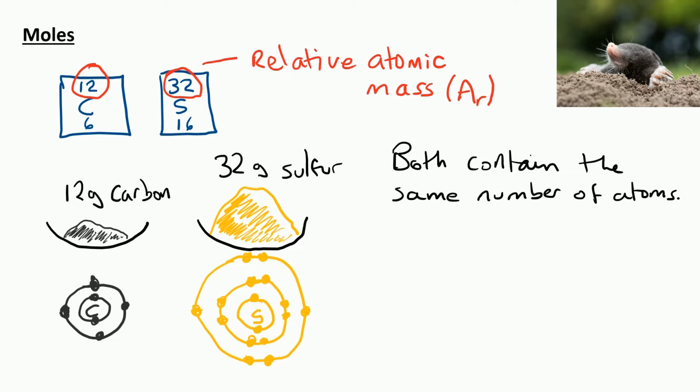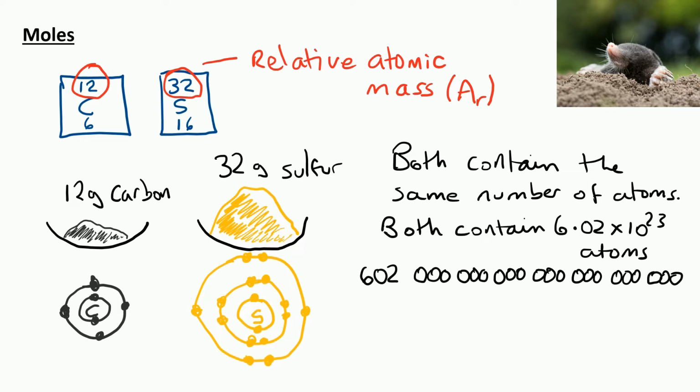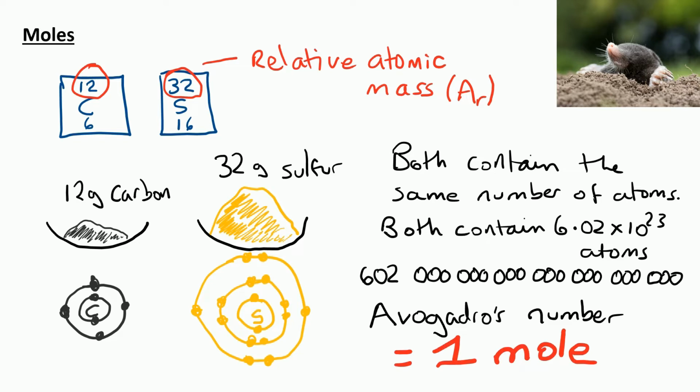So if we do weigh out the relative atomic mass in grams, so 12 grams of carbon, 32 grams of sulfur, how many atoms have we actually got? Well, they both contain 6.02 times 10 to the 23 atoms, or written a different way is this number. And we call this number Avogadro's number. And when we've weighed out that relative atomic mass in grams and got that number of atoms, that's what we mean by 1 mole. So it's a way of measuring how many atoms we've got.